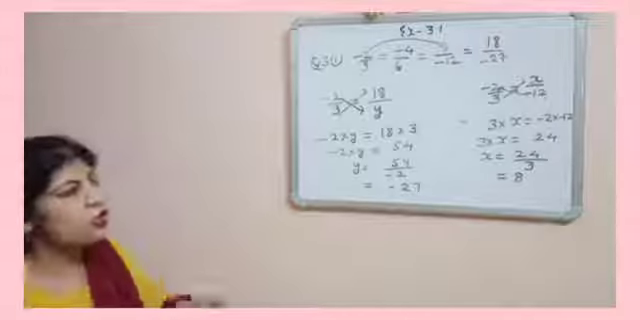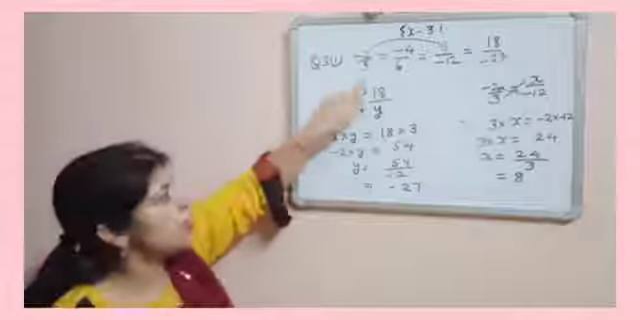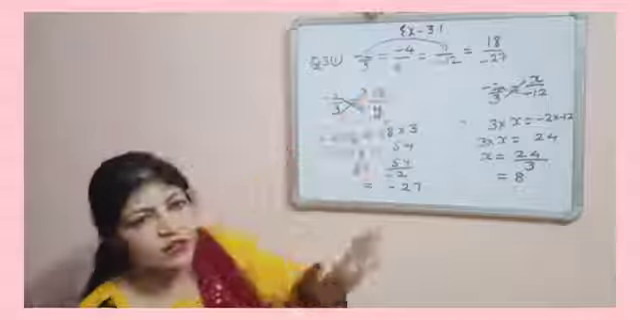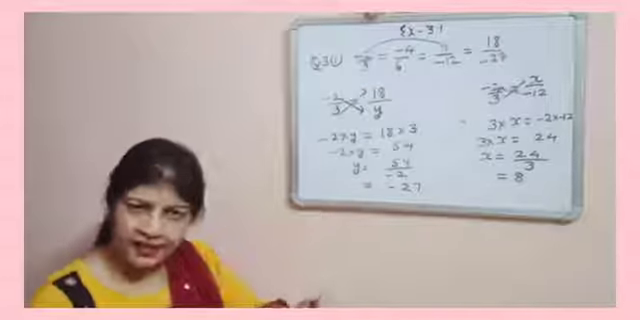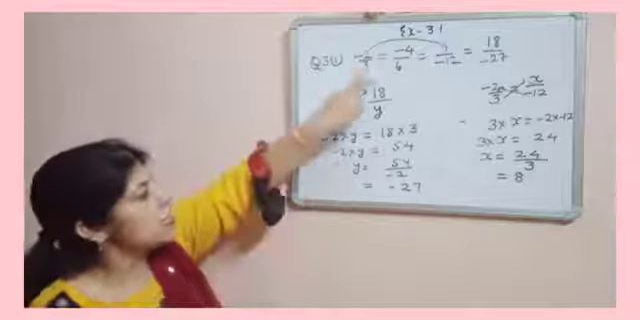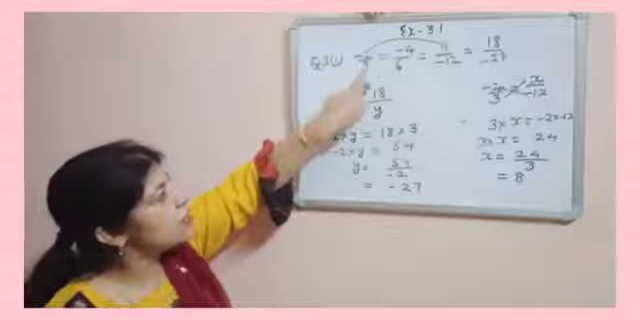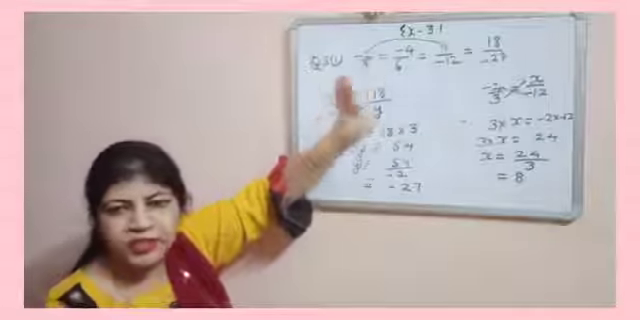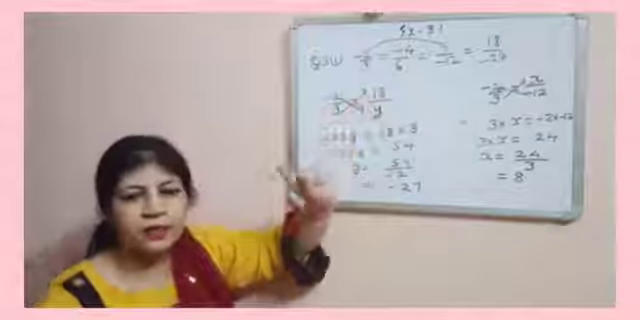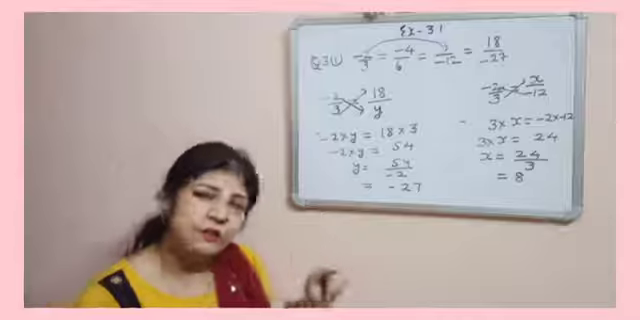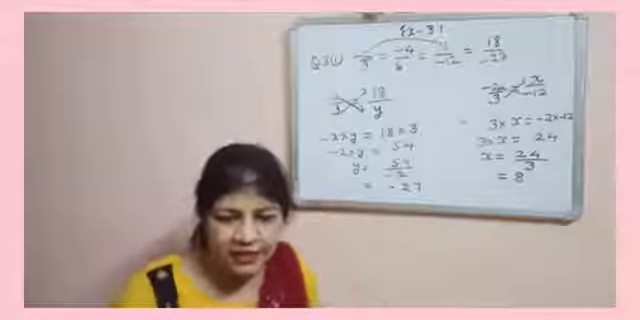Is that clear? So for finding the fill up in case of equivalent rational numbers, you can find it directly by observing the relation between the numerator and denominator, or you can do it by assuming any variable. Is that clear?